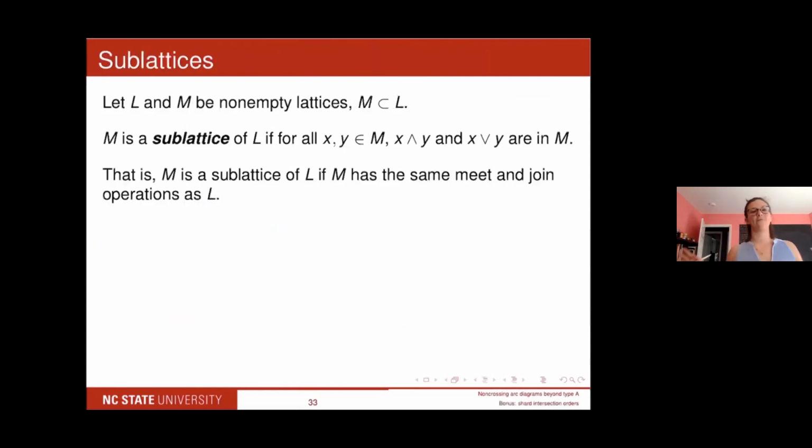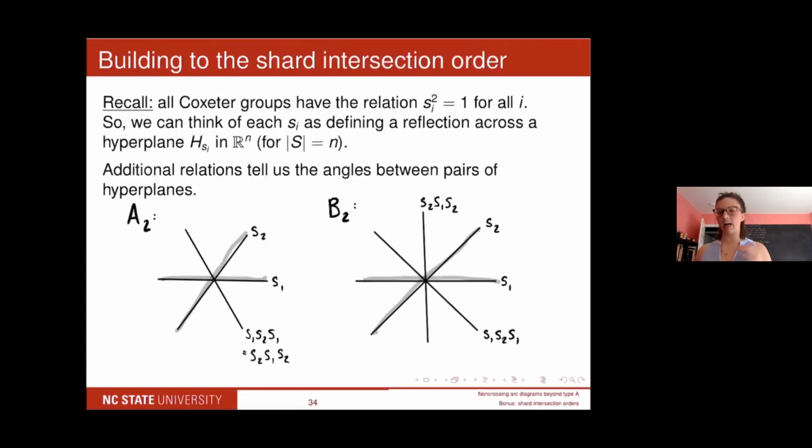Okay, switching gears. So if we have 2 lattices, L and M, that are non-empty, where M is a subset of L, M is a sublattice if for any pair of elements in M, the meet and the join from L are still in M. This also translates to M being a sublattice of L if they have the same meet and join operations. So we're going to build to what is the shard intersection order first.